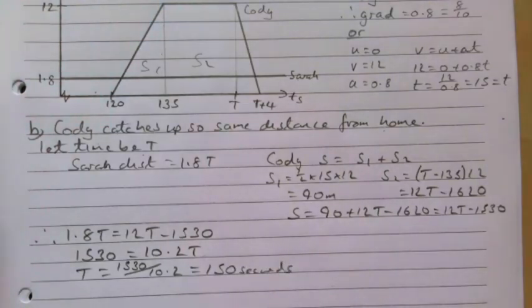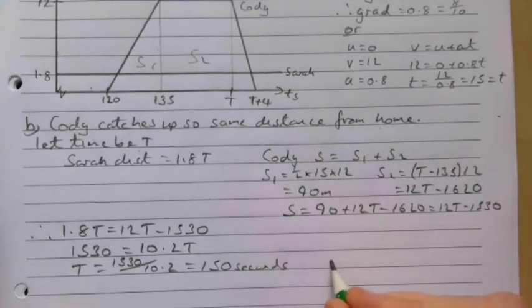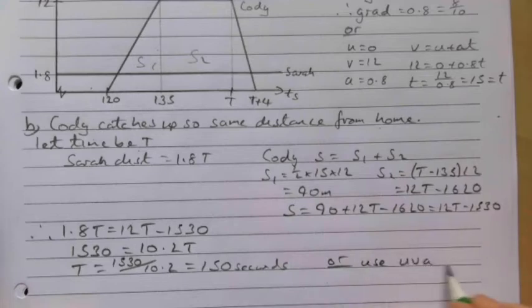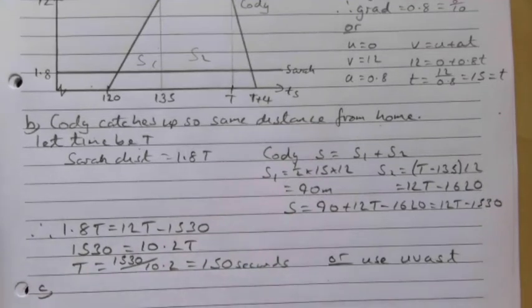The other way we have of doing this, if we need to, is to use u, v, a, s and t, and we can solve them all like that. So that's part B. Next then on to part C. Remember, we're worried about space, so hopefully we'll be able to fit everything in. Part C, find the distance from home Sarah has walked when Cody catches up with her.